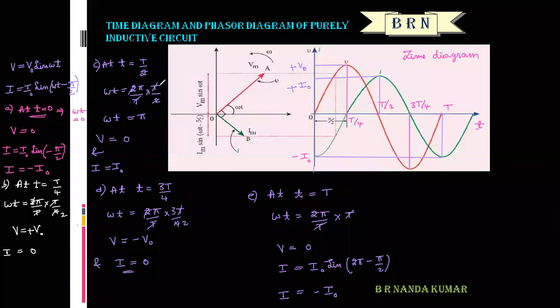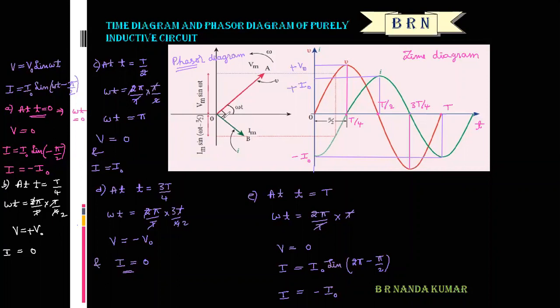Okay, now this is the phasor diagram. What is this? Phasor diagram. A diagram which represents the phase relationship between the current and voltage. So these are the phasors. Phasors means the current and voltage are represented in the form of rotational vector. This is the direction of voltage. This is the direction of current.